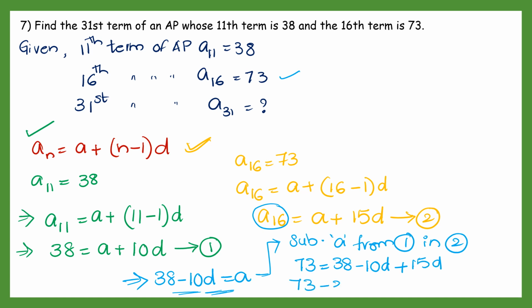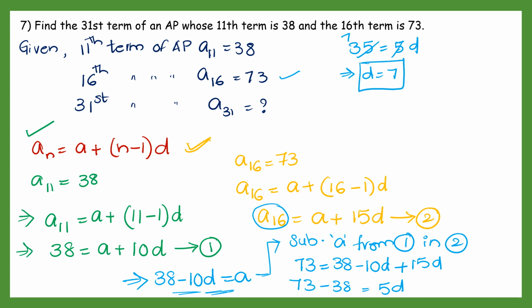73 minus 38 is equal to minus 10D plus 15D. You will get 5D. 73 minus 38: 70 minus 30 is 40, 40 minus 8 is 32, we have 3 again, so 35. So 35 is equal to 5D. 5 sevens are 35. So we got the common difference D as 7.